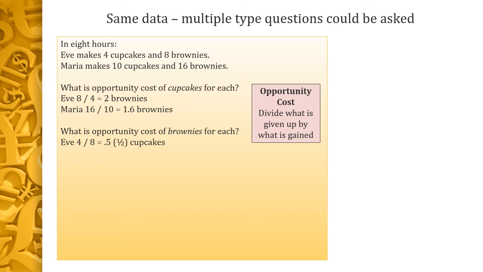Again, this is just to remind you that they see this all the time on the test bank, that sometimes they'll use the decimal, sometimes they'll use the fraction. So you've got to be able to convert back and forth, because if we look at Maria, Maria has a 0.625 that she would give up in cupcakes for every brownie she'd produce. Now 0.625 is the same as 5/8. So, practice your conversion if you need to.